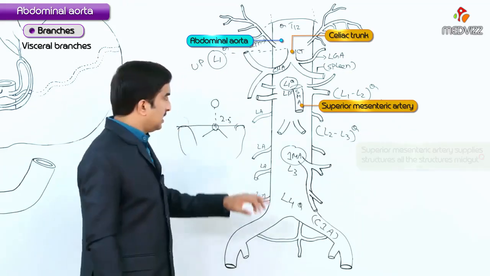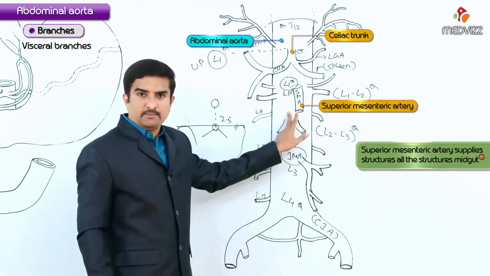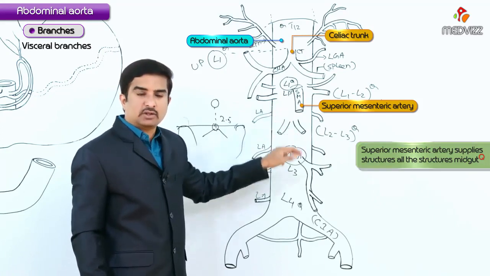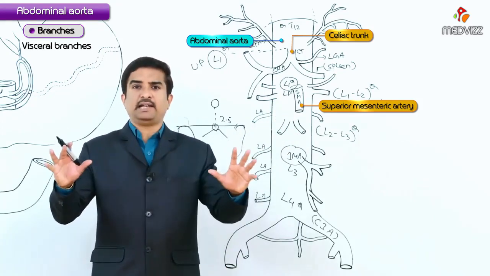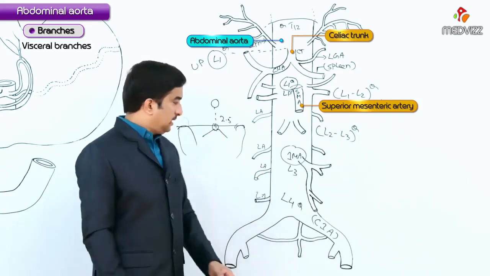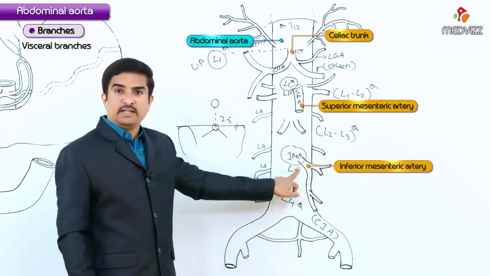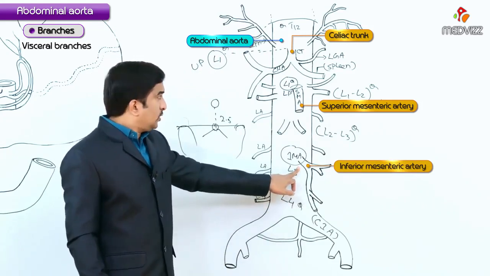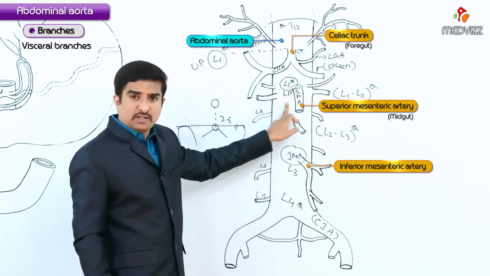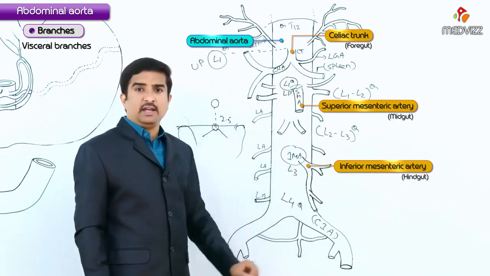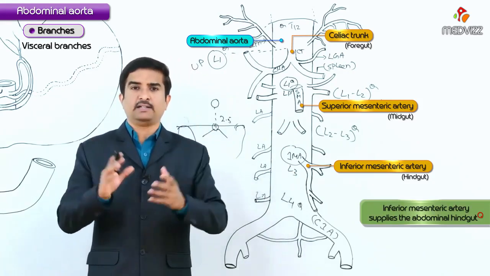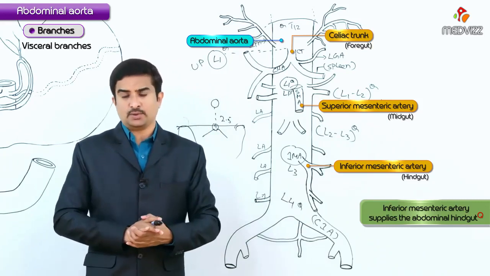So we can say that the superior mesenteric artery supplies all the structures of the midgut. And also we can say that the midgut is completely supplied by the superior mesenteric artery and its branches. And the next one is the inferior mesenteric artery. So foregut, celiac trunk; midgut, superior mesenteric artery; hindgut is the inferior mesenteric artery. So the inferior mesenteric artery supplies the abdominal hindgut. So this is what we need to know.